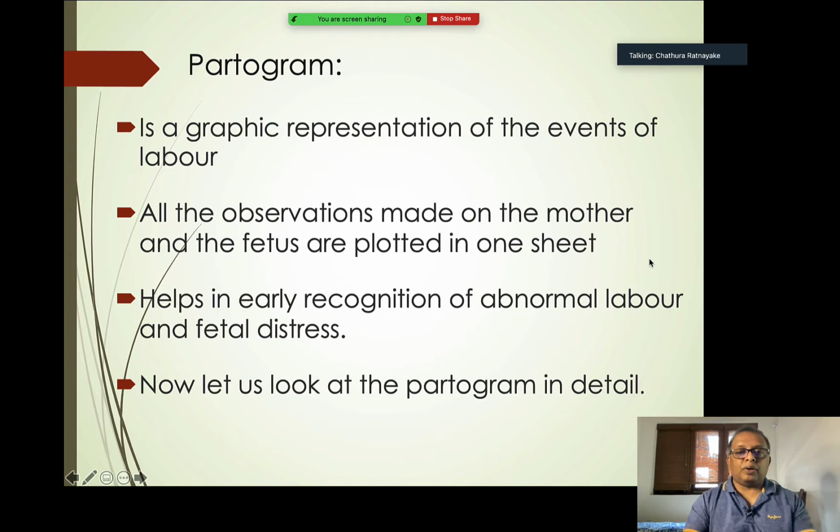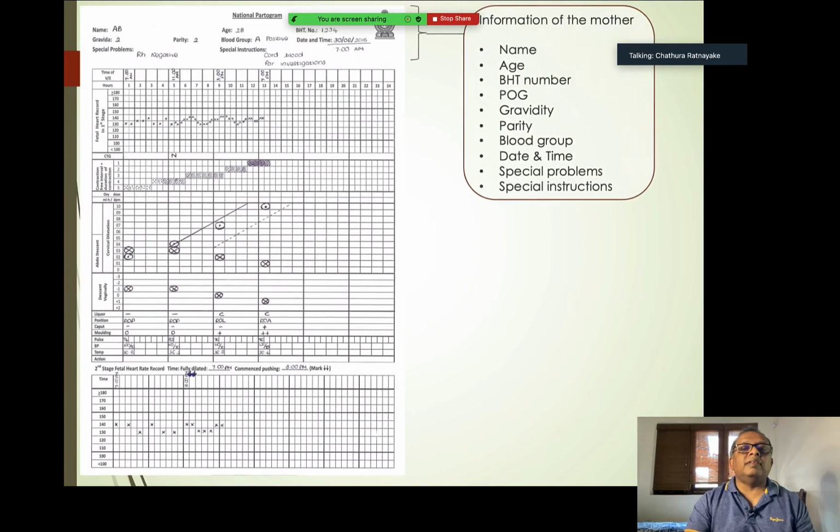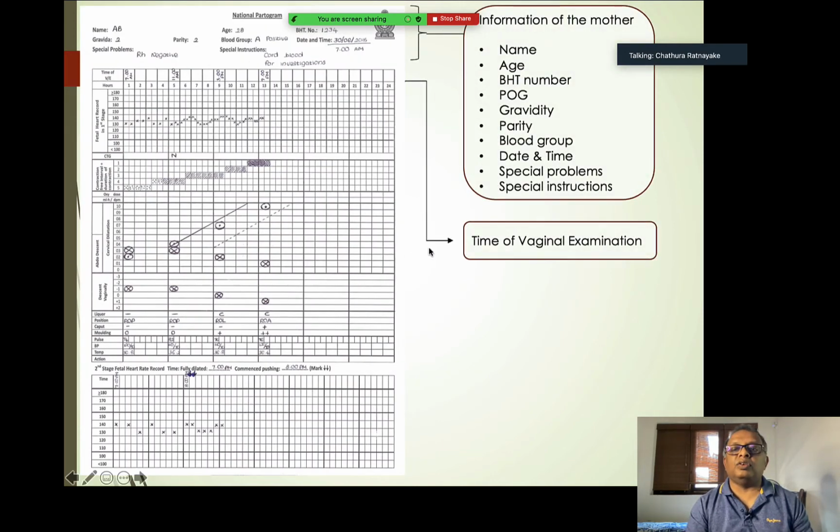So, the partogram, as I said last week, is a graphic representation of the events in labor, and all observations made on the mother and the baby or the fetus are plotted on a single sheet. It helps us to recognize early any abnormalities in the progress, or any abnormalities with the mother's well-being or the fetal well-being or fetal distress. So, this is the national partogram which you will see.